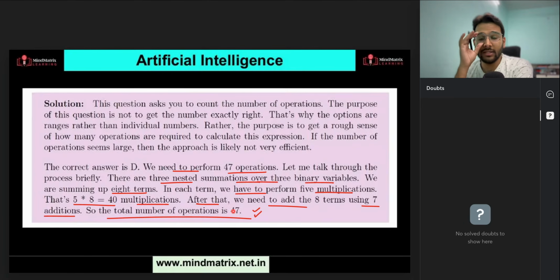This is when we are calculating the joint distribution, but we are not using any algorithm. Are you getting the point? So far, we have not used the variable elimination algorithm in this example. Just by using the purely joint distribution, the number of operations we need to perform is what we have calculated here, that is 47.